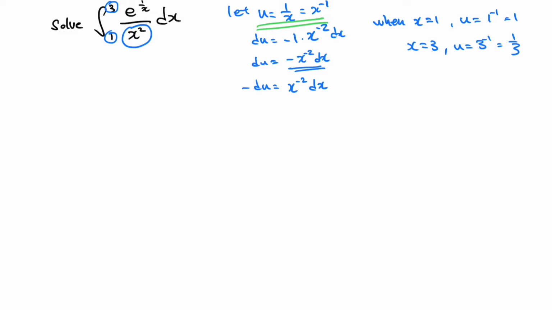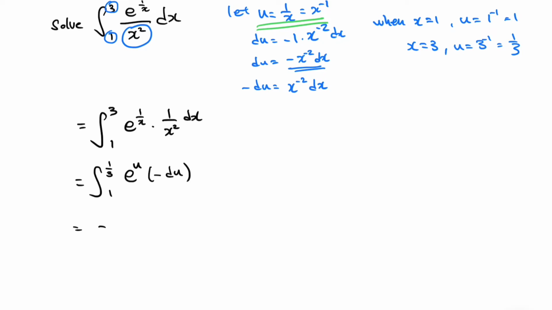I'm going to first rewrite our original equation to something where we can more easily recognize how our substitution will work. Now I'm going to substitute. When x is 1, our u is equal to 1. When x is 3, our u was equal to 1 over 3. e to the power of 1 over x is e to the power of u. 1 over x squared dx is going to be negative du.